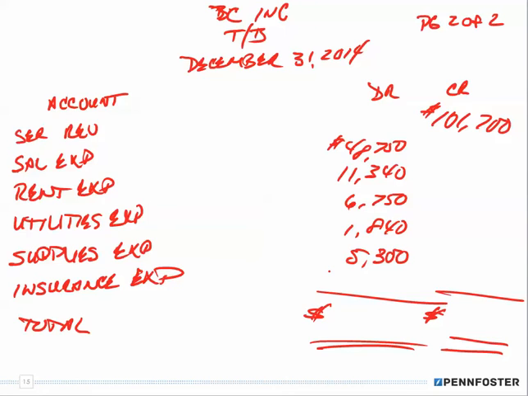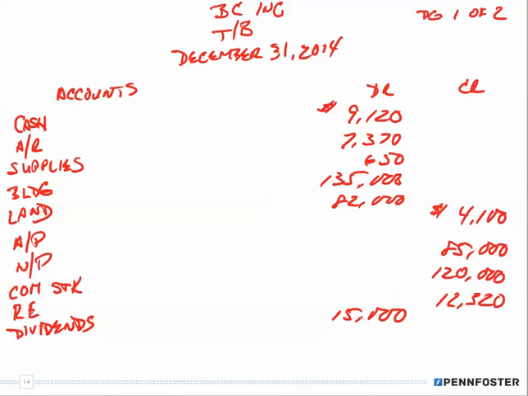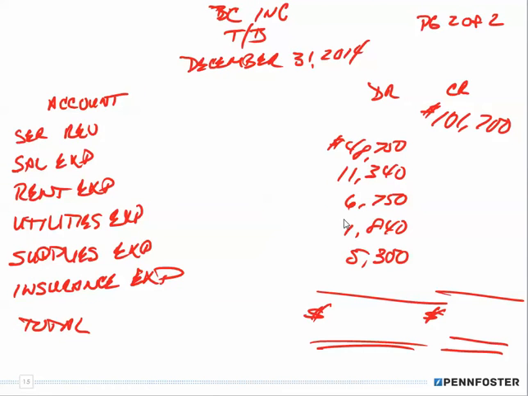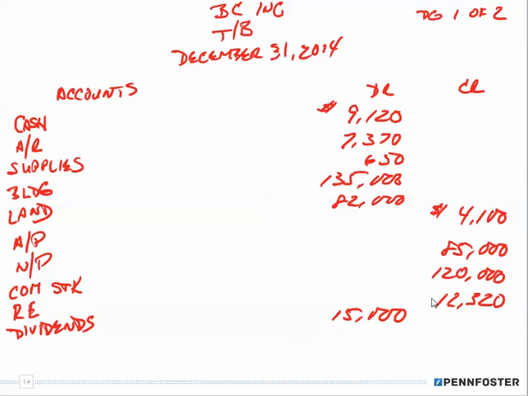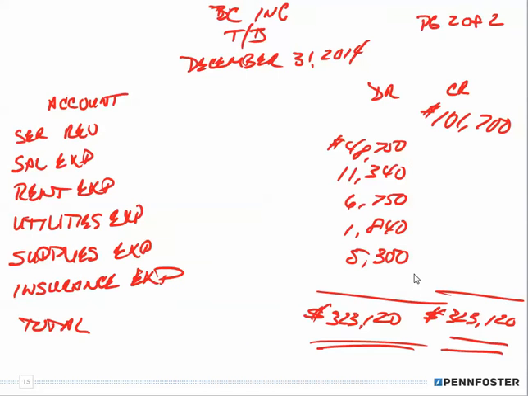Now I'm going to add up all of my debits, and that will give me a total debit amount of 323,120. Now be forewarned, don't just quickly come over here and say this is what my debit is, so let me write in my credit here. Okay, you don't do that. Do the math, add up the numbers in your debit column.